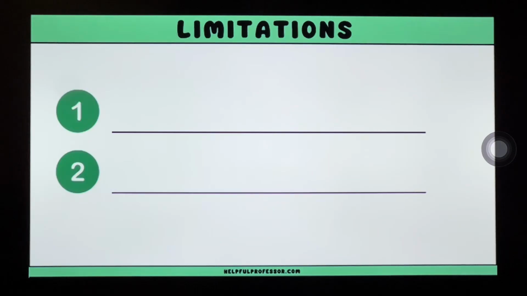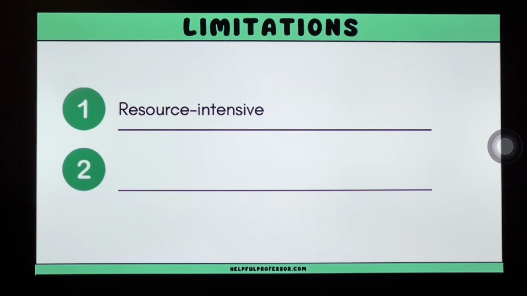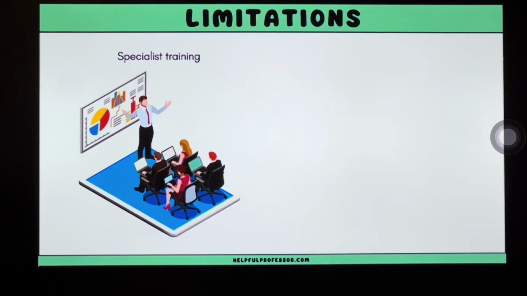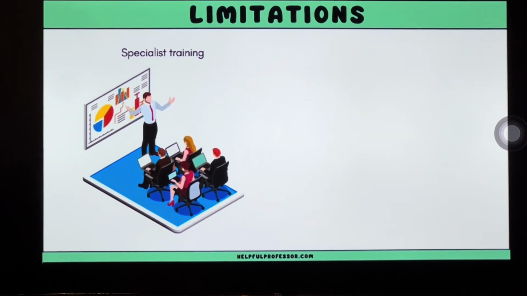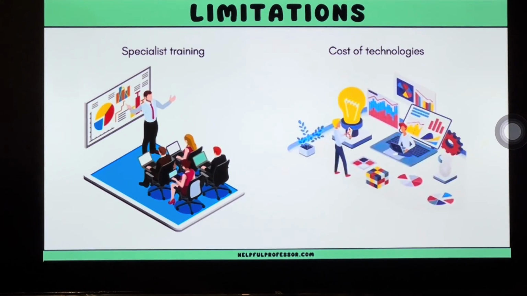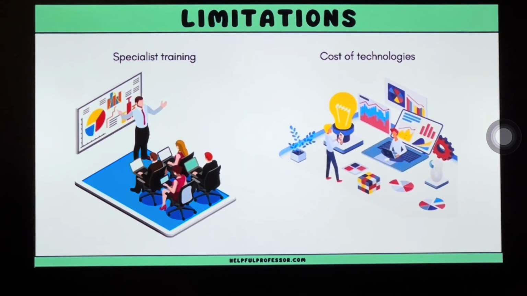However, UDL also faces some limitations. Implementing UDL can be resource intensive. Educators may need significant training to effectively apply its principles, and schools may need to acquire new technologies or materials to accommodate diverse learning methods. This can be a barrier, particularly in underfunded or rural areas.